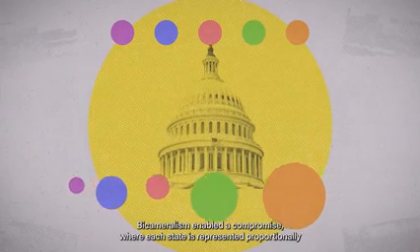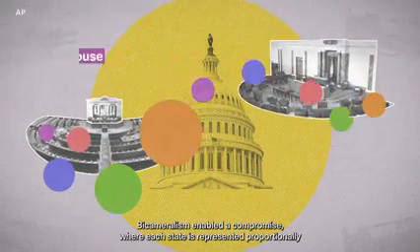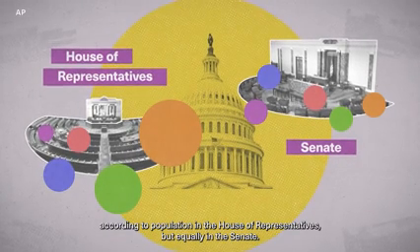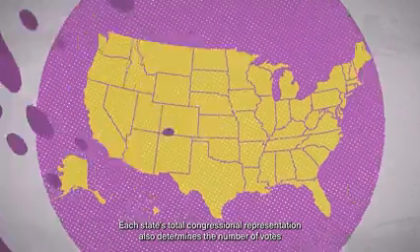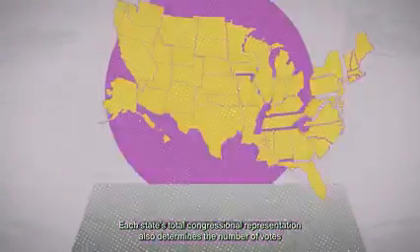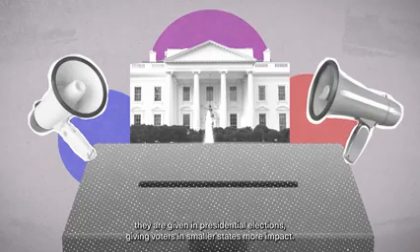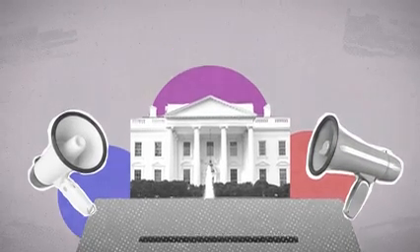Bicameralism enabled a compromise where each state is represented proportionally according to population in the House of Representatives, but equally in the Senate. Each state's total congressional representation also determines the number of votes they are given in presidential elections, giving voters in smaller states more impact.